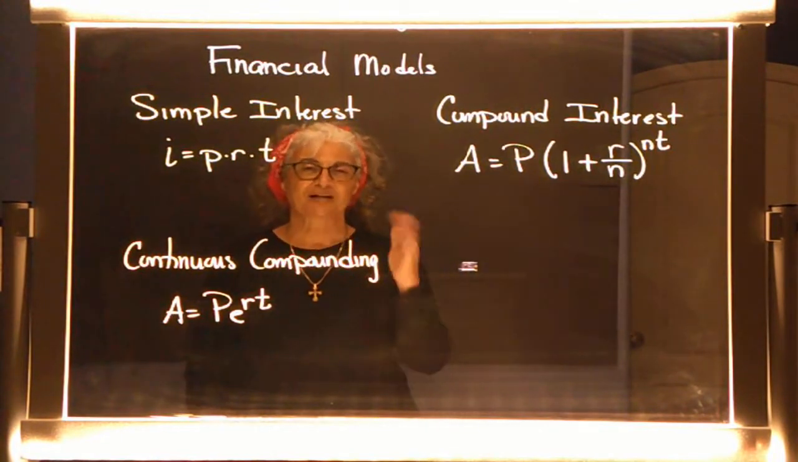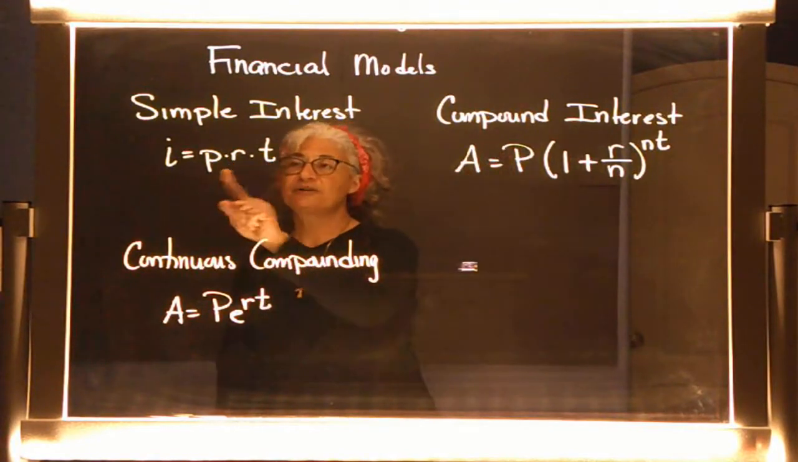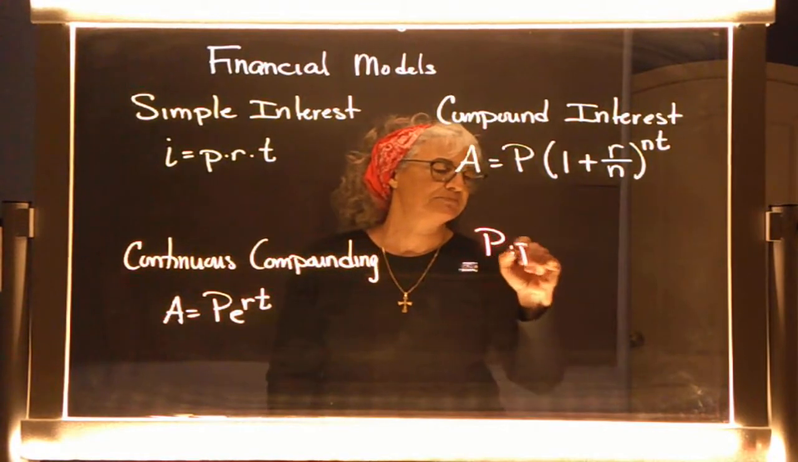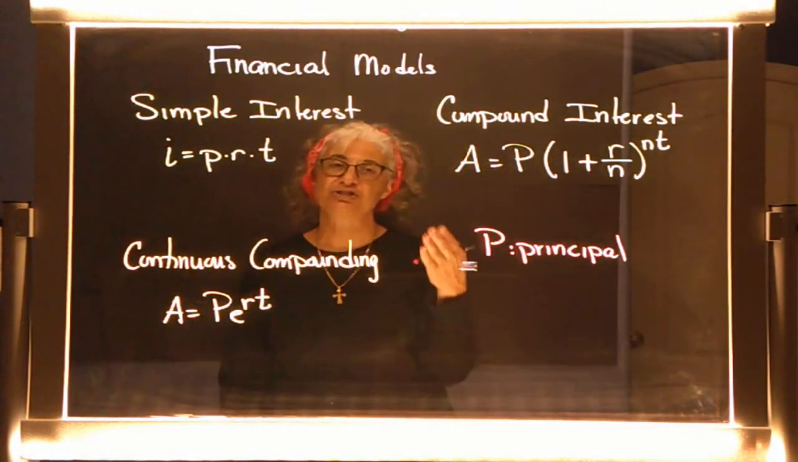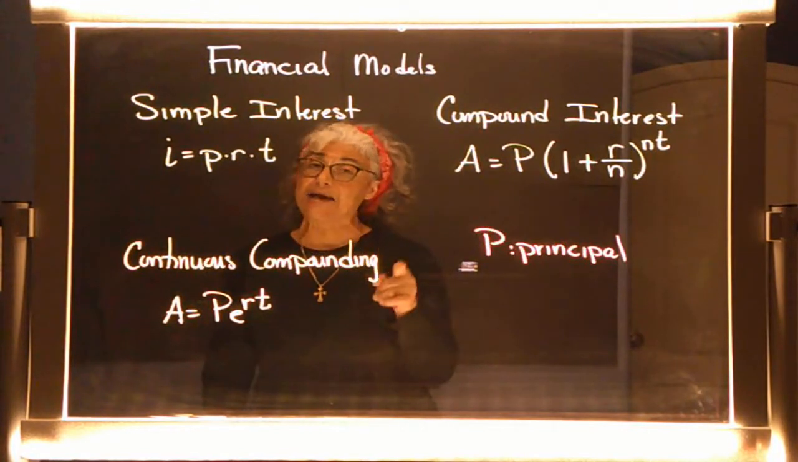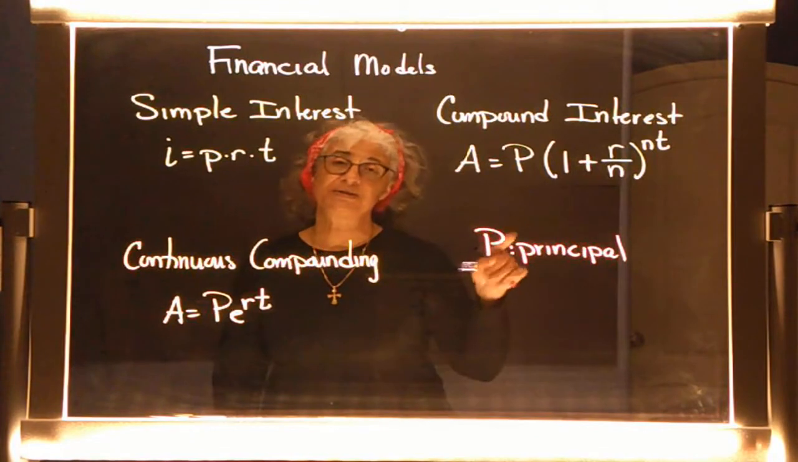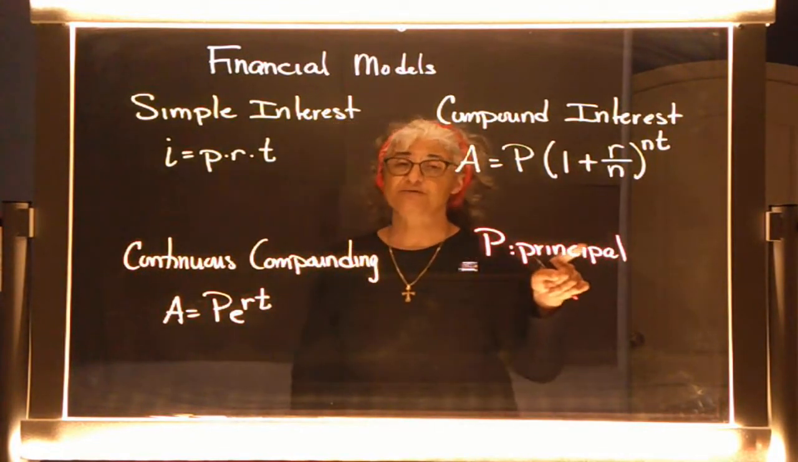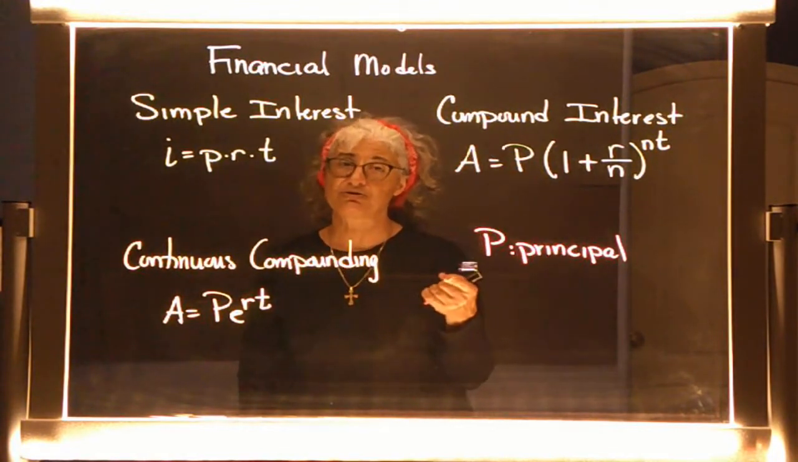So anyway, let's go back. Do you notice in all three of these formulas there's the variable P? Well, P stands for the principal. Another word for principal is the initial deposit. And by the same token, instead of initial deposit, it could be the initial loan amount. So be aware of that. So P stands for principal, or the initial deposit, or the initial loan amount. Okay.